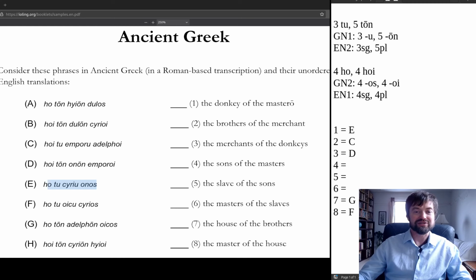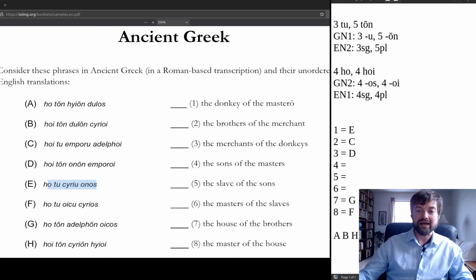We have 4, 5, and 6 that are yet to be done, and it'd be good to keep track of the other phrases that are yet to be done, which are A, B, and H. So A, B, and H correspond with 4, 5, and 6. Let's start with one that has master in it. So we have B. Here we have B, kurioi, so first word, masters of the slaves.